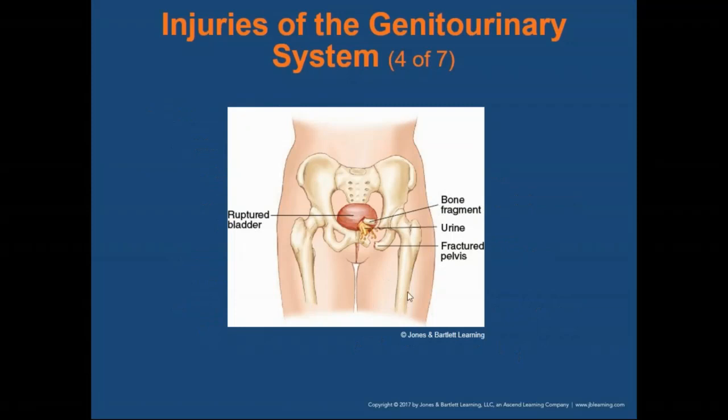Boom, looks like that. A fractured pelvis can dislodge a piece of that pelvic girdle, that pelvic ring, and penetrate the bladder, males and females. We'll talk more about pelvic fractures next week or the next when we do musculoskeletal trauma. A fractured pelvis also has a chance of lacerating the femoral arteries and veins.